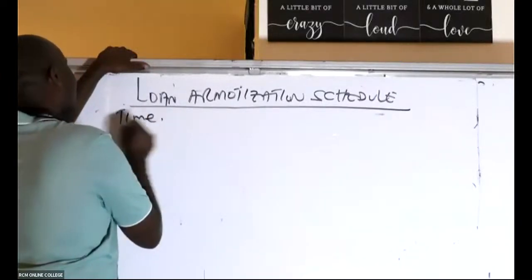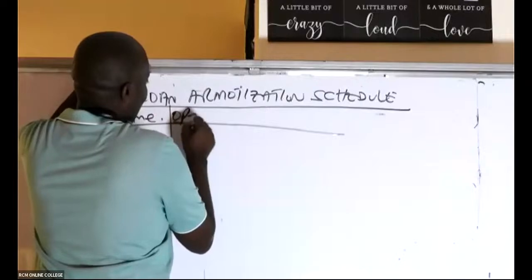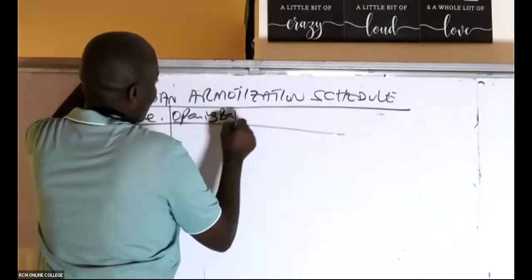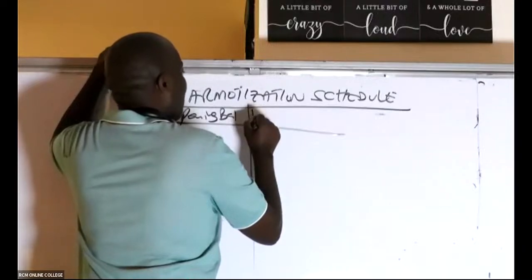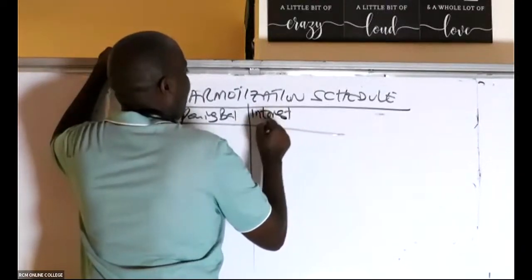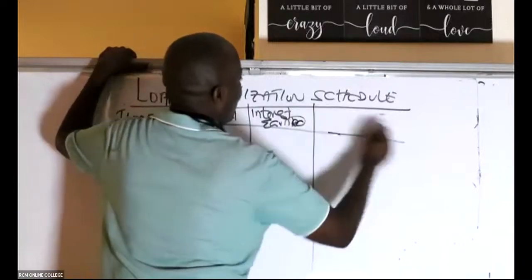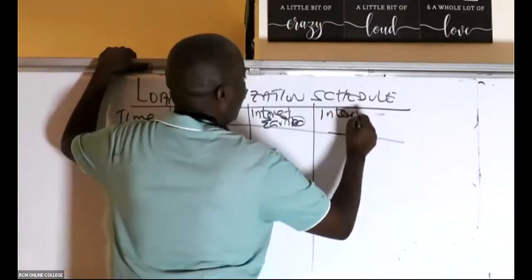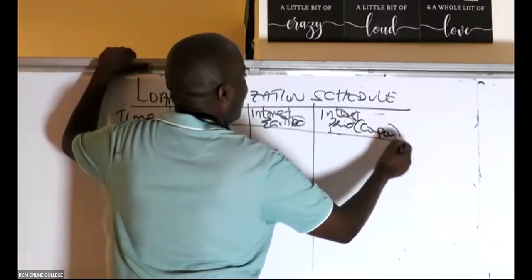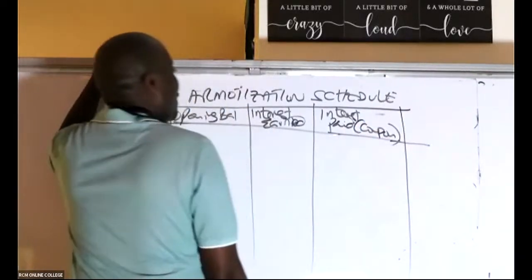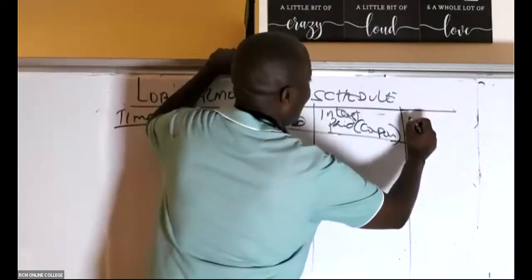Right, in this case, ladies and gentlemen, opening balance. Right here, interest and interest paid. The coupon, normally the coupon is what is paid or received. And then we have closing.